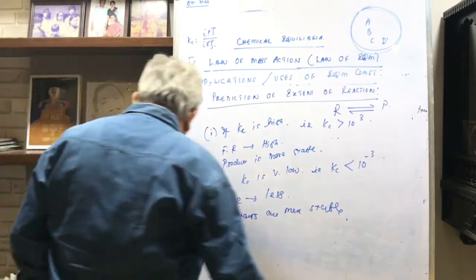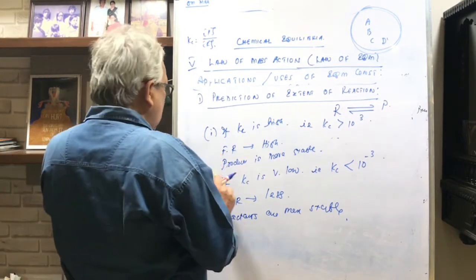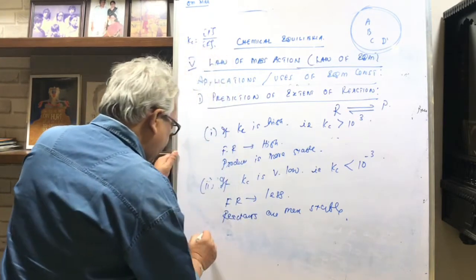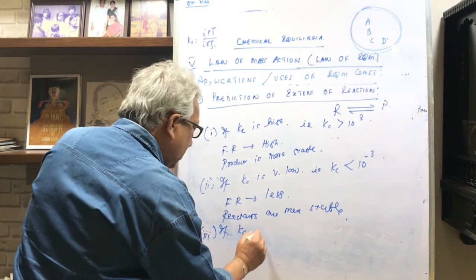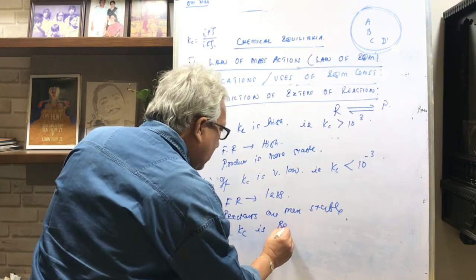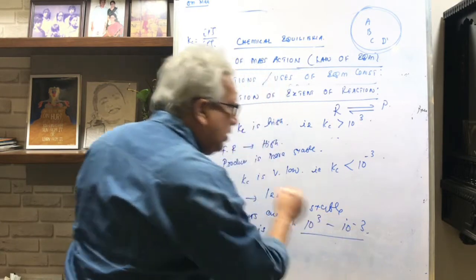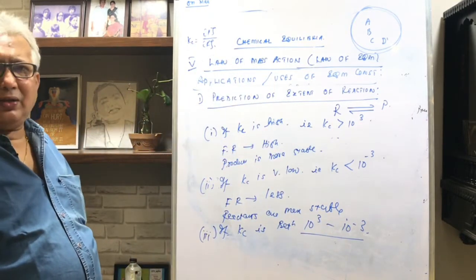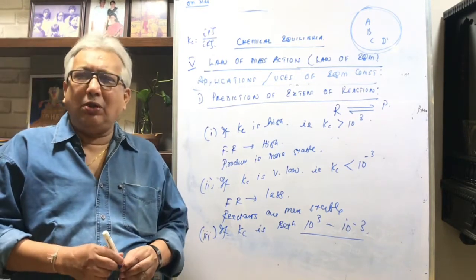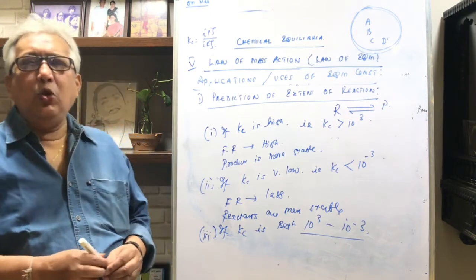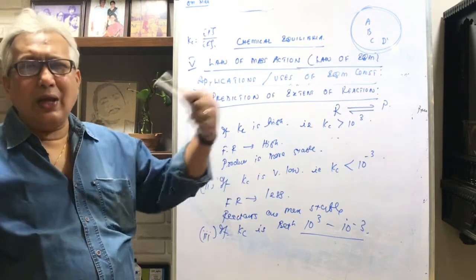Is it okay? Now you will ask me, the third point: if the value of Kc is between 10 raised to 3 and 10 raised to minus 3, it is intermediate. If the value of Kc is intermediate, this indicates that it is a very suitable reversible reaction, and at equilibrium you get a very good amount of concentration of products as well as reactants.